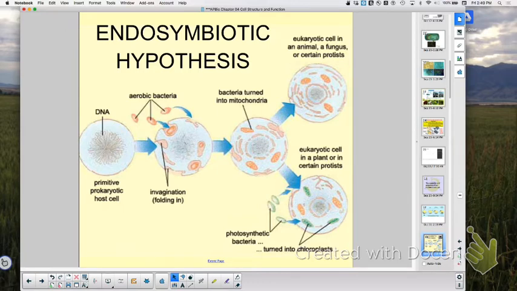Also, they each have their own DNA, and that DNA is in a circle, just like prokaryotes. They have their own ribosomes and can make their own proteins, and their ribosomes are just like the ribosomes of prokaryotes. Okay? And they are self-replicating. When you need more, they can make more of themselves. Now, they have abdicated their self-control.